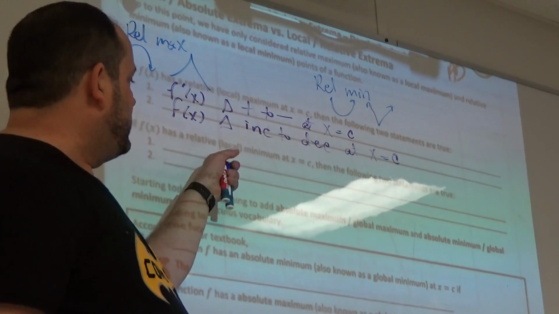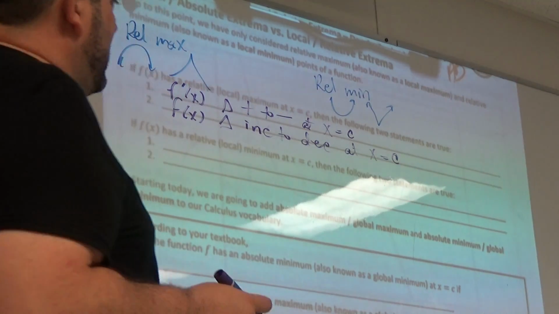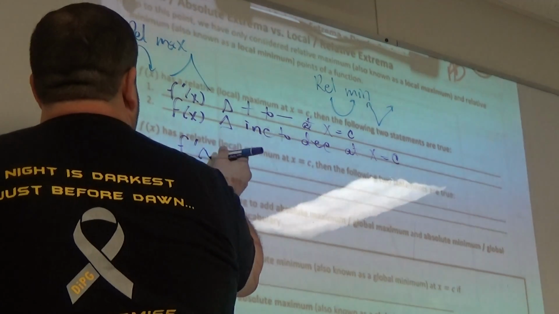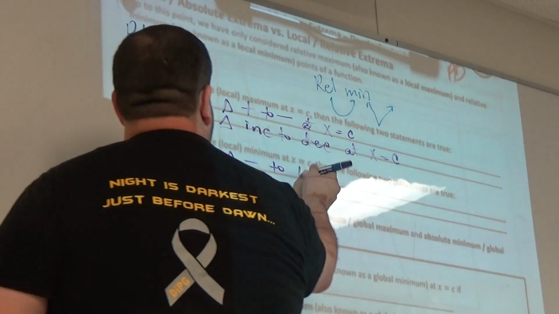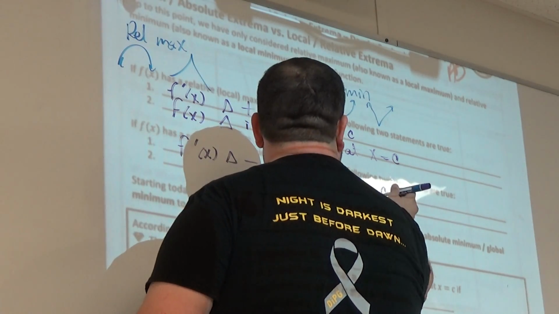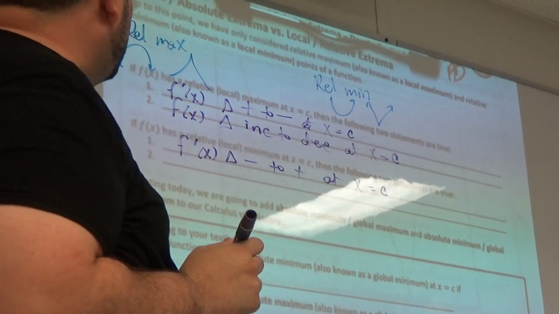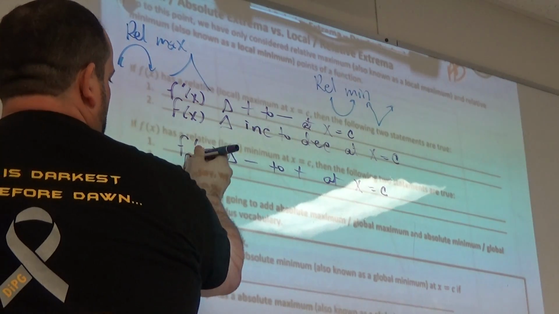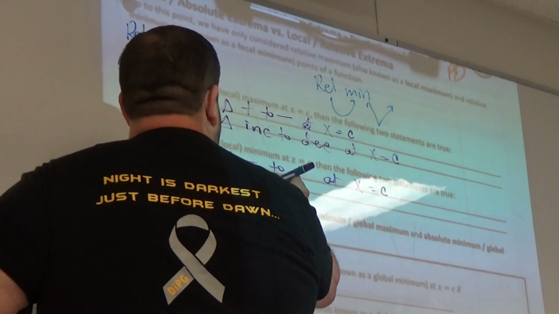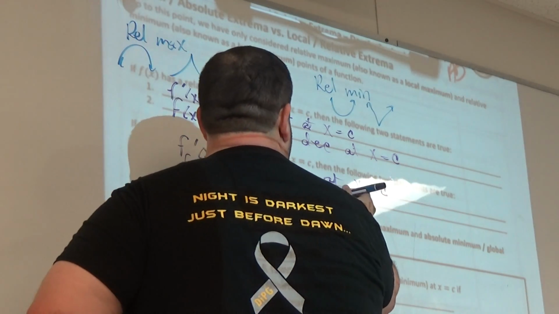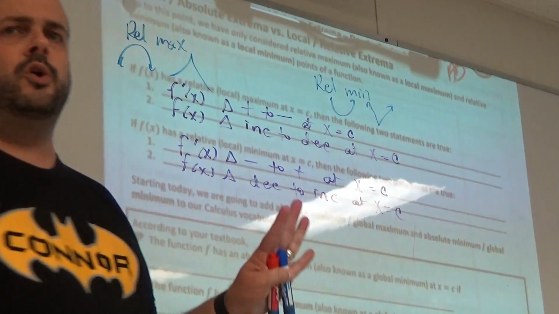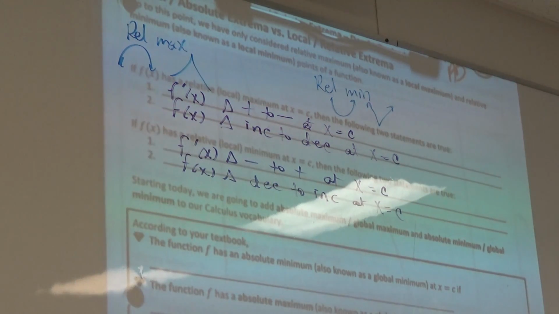Okay, so Edgar, if I said local minimum or relative minimum, how would you show relative minimum? F prime changes from negative to positive. F prime of x changes from negative to positive at x equals c. And Jonathan, what's the other way you could show relative minimum? F of x makes a change from decreasing to increasing at x equals c. Total review, we've been here before.